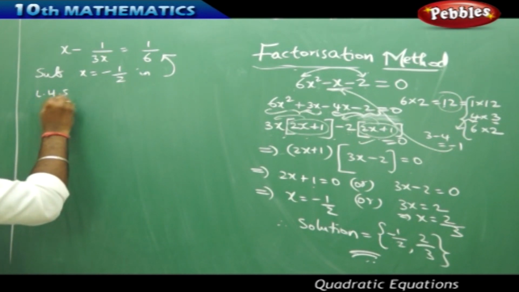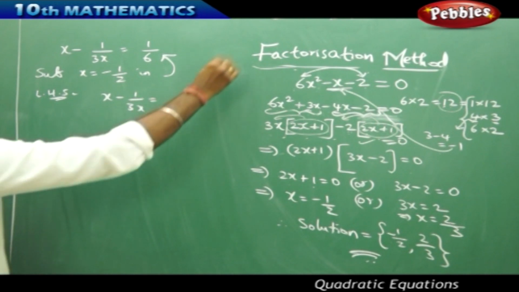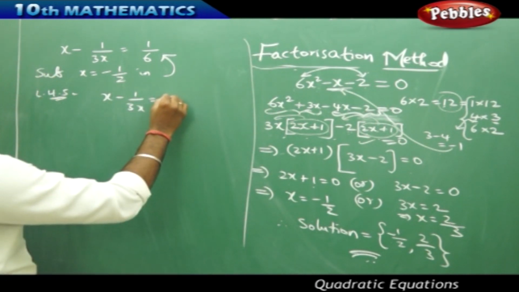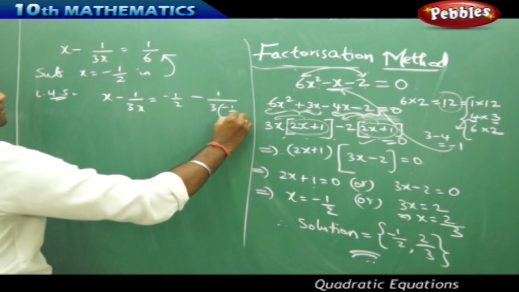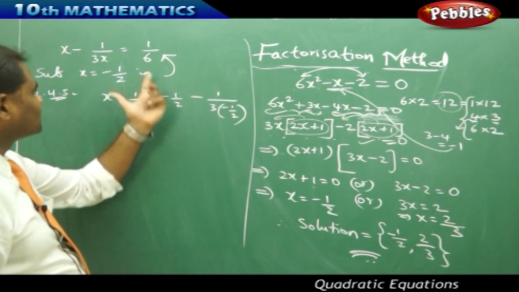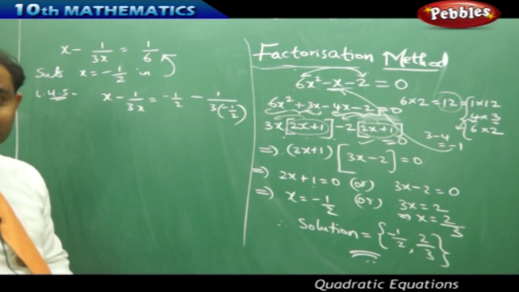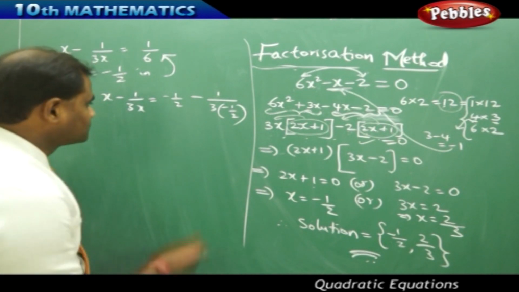My left hand side, x minus 1 over 3x, gives me x minus 1 over 3x is what I get, and when I simplify this, I must get the right hand side, which is 1 by 6. So let's see if this simplification leads to 1 by 6.